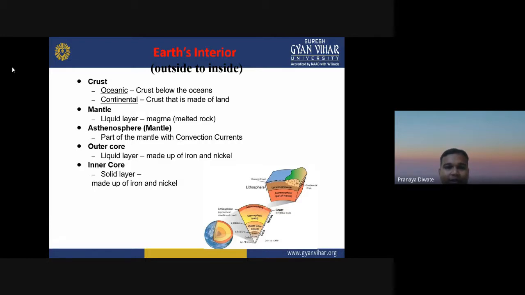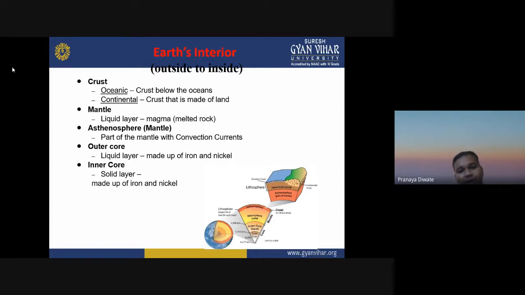Then the earth's interior. You may have three to four different parts. The interior of earth has a crust, mantle, and core. The crust has an oceanic and a continental part. The oceanic crust is below the ocean. The continental crust is the crust that is made up of land.